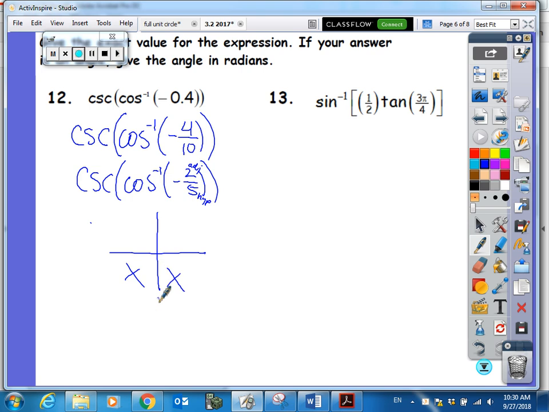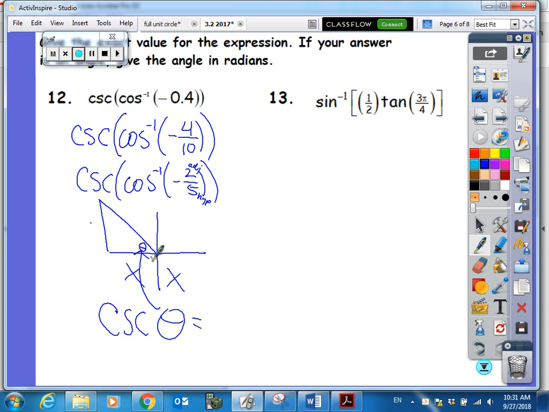In quadrant 2, you have to draw the triangle in the correct quadrant. That would be quadrant 2. Your angle, that's what we're looking for. That is all we care about. We don't know what it is. We can't figure out what it is without a calculator, but we don't care what it is. We just care where it is. So now we're really finding the cosecant of that angle.